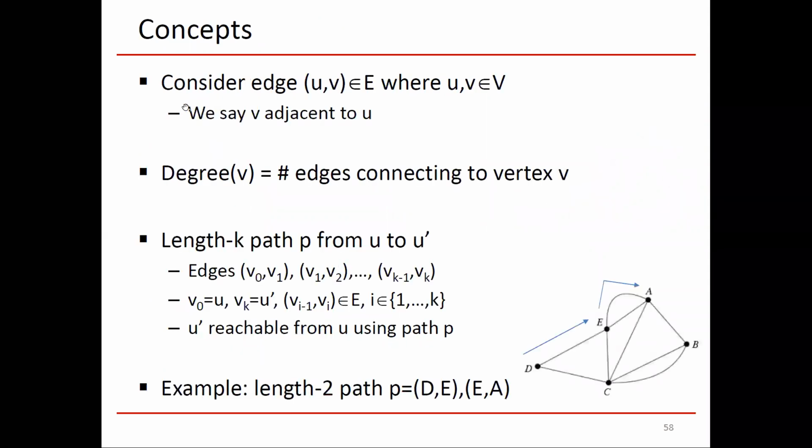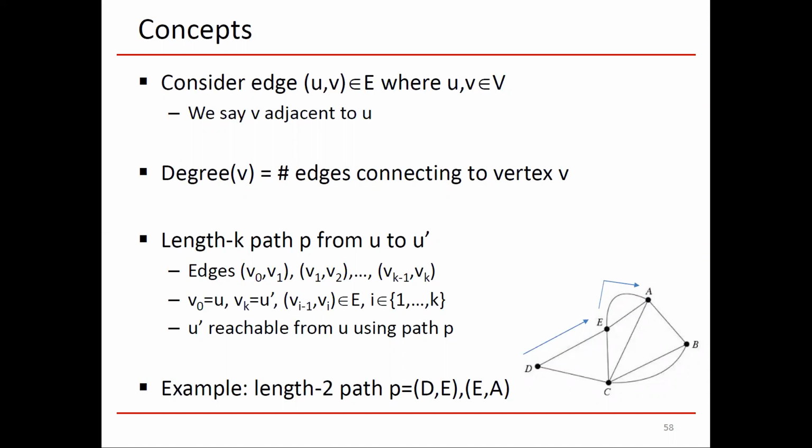So some concepts here. Consider an edge connecting two vertices U and V. So we say that (U,V) in parentheses is an element of the set E of edges. Again, lowercase u and lowercase v are elements of the set capital V of vertices. And we say that V is adjacent to U. Now, in an undirected graph, U and V are adjacent to one another. In a directed graph, V is adjacent to U, but not vice versa.